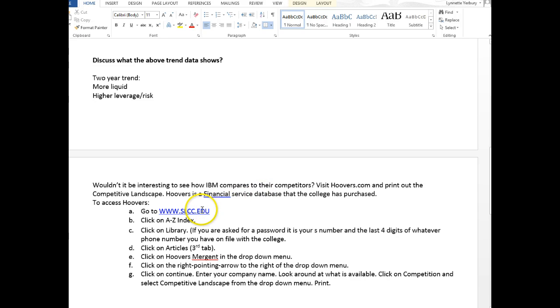It's accessible through Salt Lake Community College's website. You go to the A to Z index and into the library. It says choose on articles. I gave them a hard time. Interesting story here. They changed that to articles/databases just today. And we're going to click on Hoover's Merchant in the drop-down menu and see what we can see about IBM and their competitors.